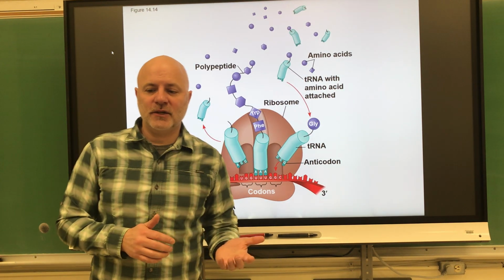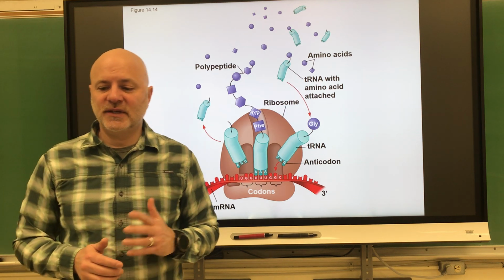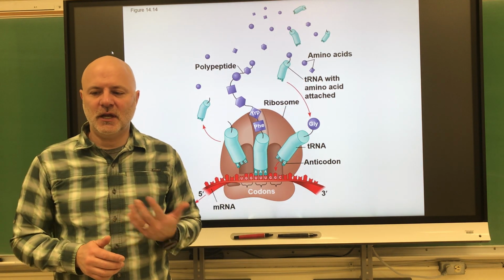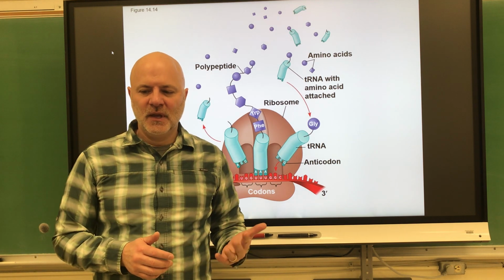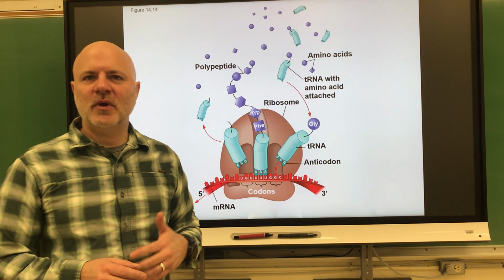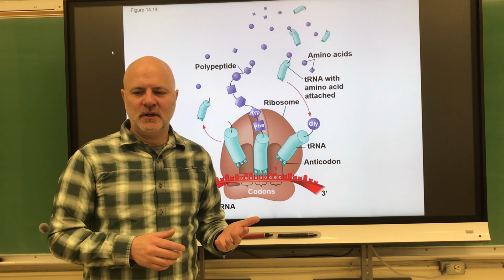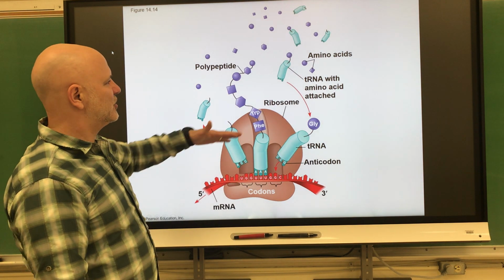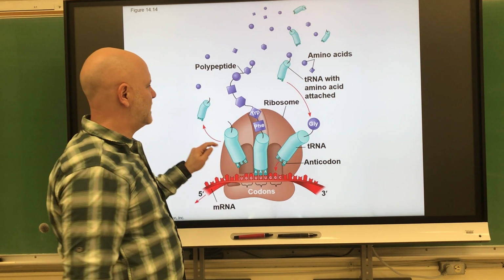All right, so let's take a look at translation. Translation is a synthesis of a protein using the genetic information encoded on a messenger RNA. This is going to take place in the cytoplasm on the ribosomes. All right, and what we're going to look at next is trying to show translation, and this all makes sense in a minute.